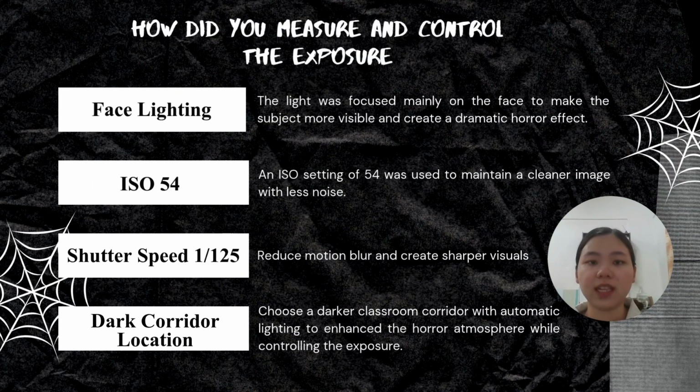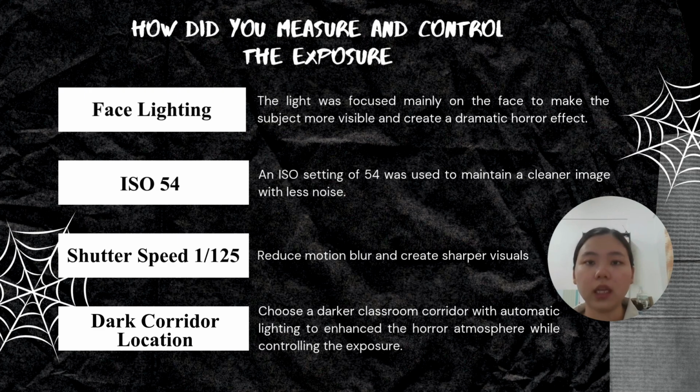We use fast lighting, ISO 54, shutter speed, and a dark corridor location to measure and control the exposure. The first is fast lighting. The light was focused mainly on the face to make the subject more visible and create a dramatic horror effect. A flashlight was directed at the subject's face when the character looked towards the camera to create a more intense and frightening feeling. This helped control the exposure while keeping the background dark and moody.